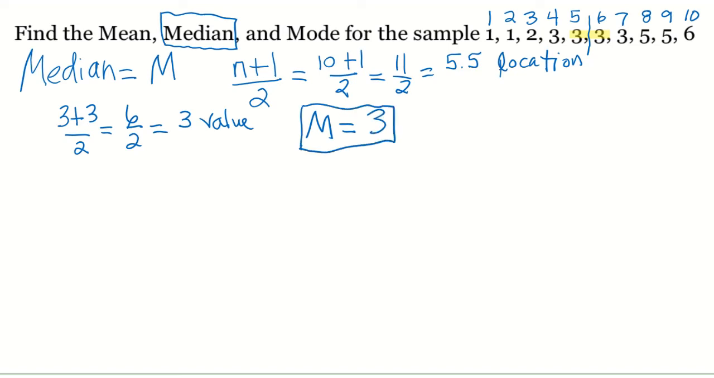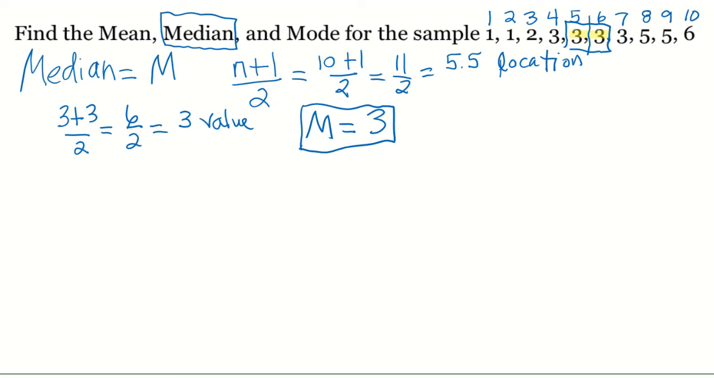Now you'll notice in this particular problem, the two values that our location is in between are the same number, so that's automatically going to tell us that our data value is going to be 3. But if those were different, then we would get the average.